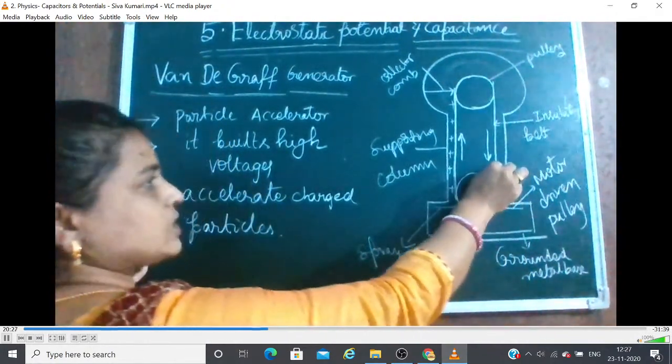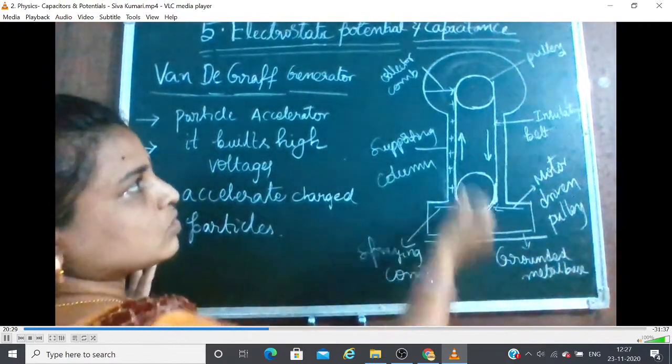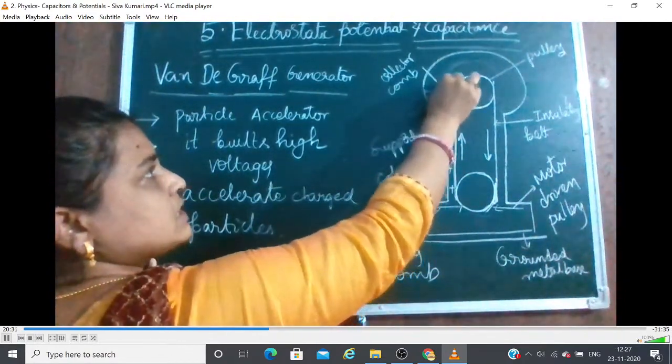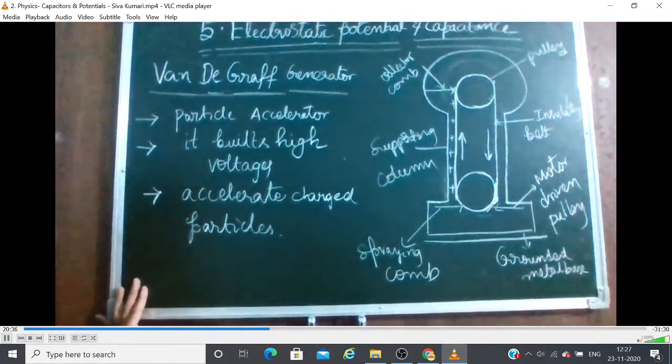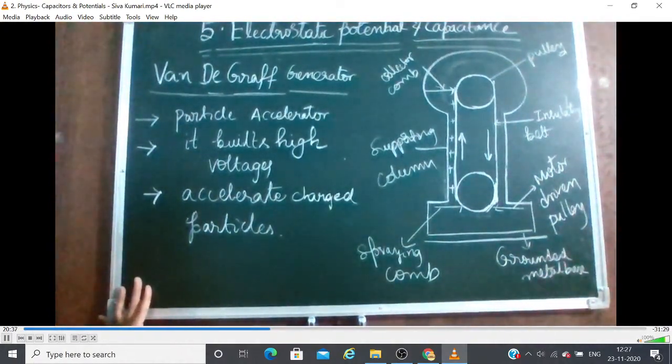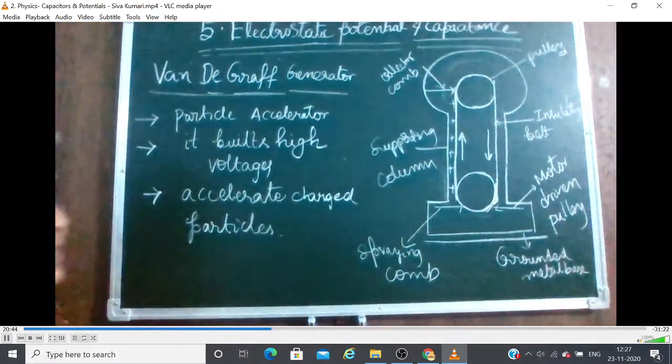Through that the discharge will happen, and also this is the collector core where the charges can be collected, so that the charges can build up to a high voltage. Those charges which are collected here will be accelerated by using this Van de Graaff generator. But actually it depends upon two principles.